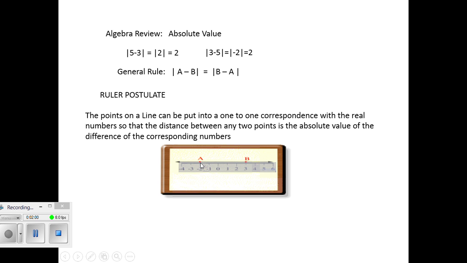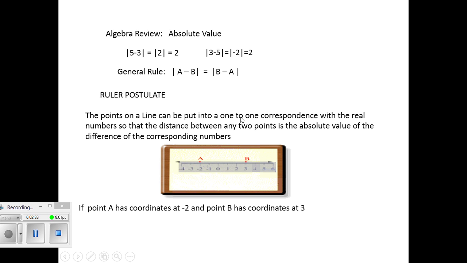So intuitively, you would say, well, that looks like a distance of 1, 2, 3, 4, 5 units. And indeed it is. But if we simply said 3 minus negative 2, well, yes, that gives you a 5. But negative 2 minus 3 gives you negative 5. So what we have is we're taking advantage of this rule up here. Again, the ruler postulate as stated here.